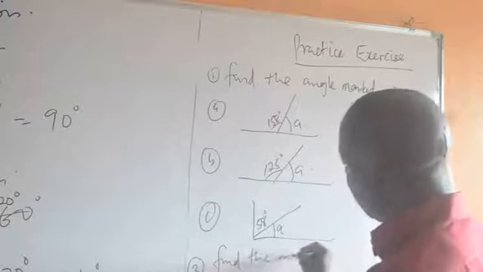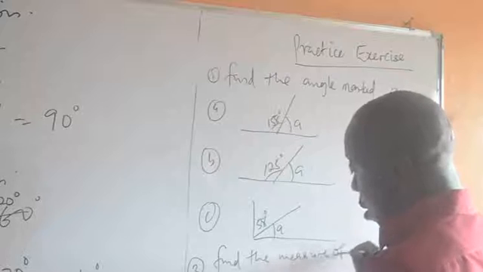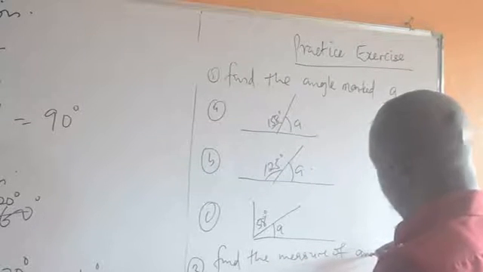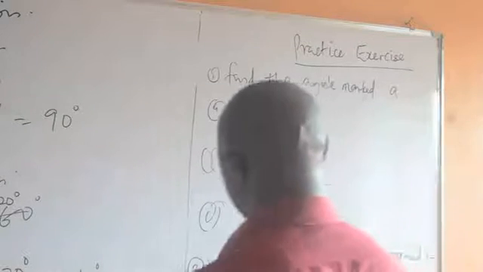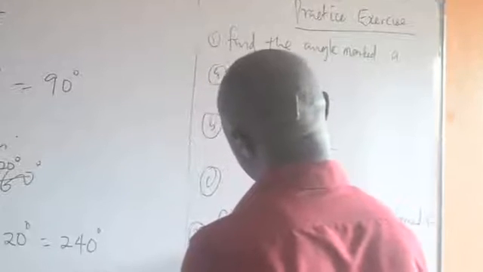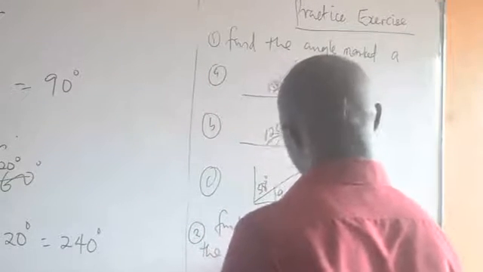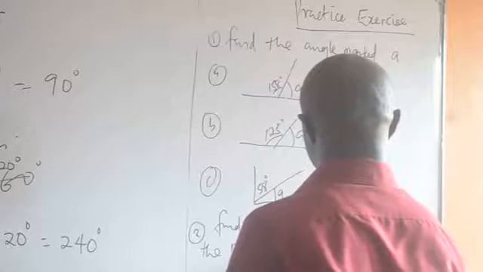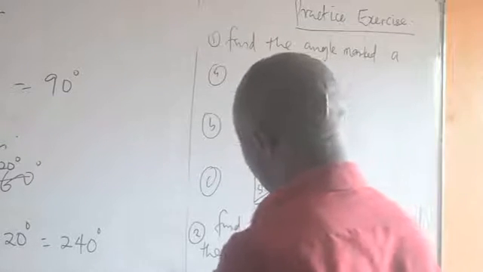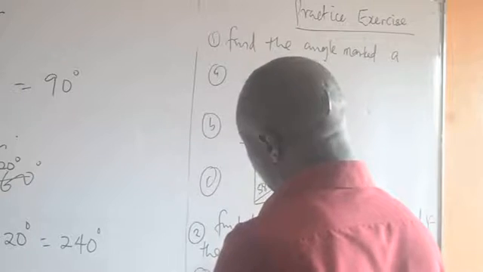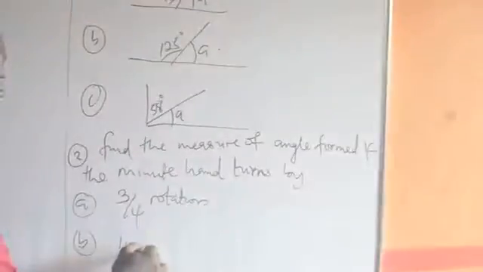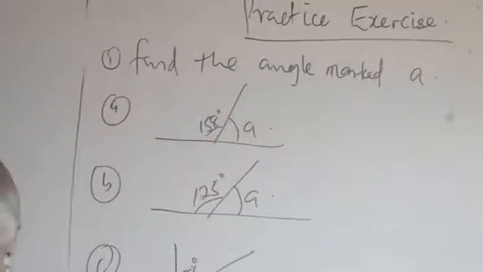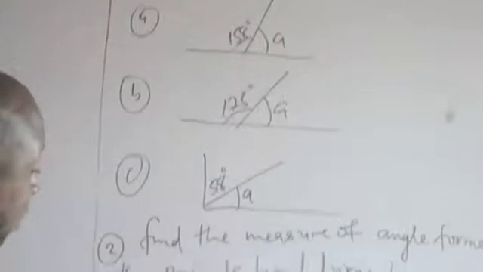2. Find the measure of angle formed if the minute hand turns by A, 3/4 rotation, B, 1/9 rotation, and C, 1/6 rotation.